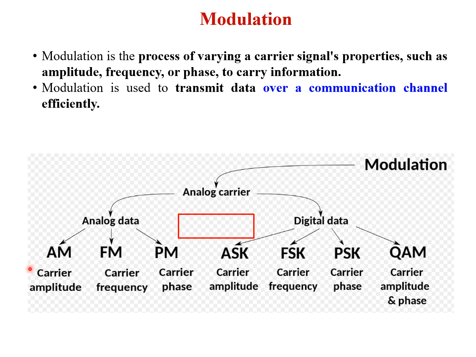So, in AM, the amplitude of the carrier signal is going to vary according to the instantaneous value of the message signal. In FM, the carrier frequency is going to vary according to the instantaneous value of the message signal. In PM, the phase of the carrier signal is going to vary according to the instantaneous value of the message signal.